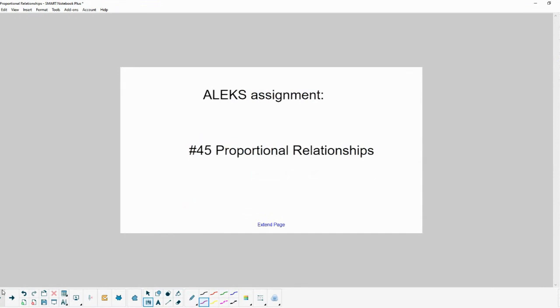So our assignment is number 45, proportional relationships. Very similar to some of the things we've been doing, but a few differences. So keep your notes close by so you can refer to them.